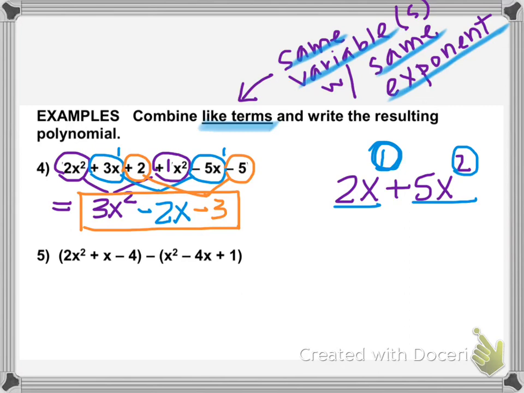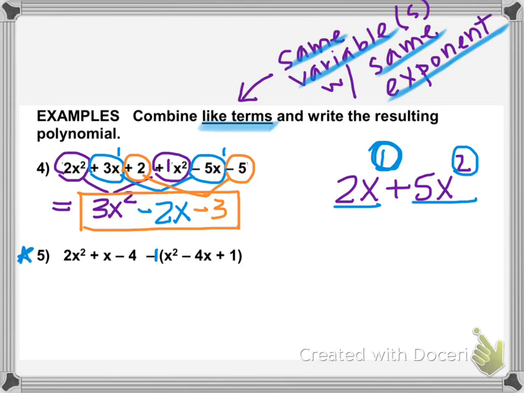Now, example 5, let's look at the parentheses and see if they're necessary. In front of the first set of parentheses, there is no number that I need to multiply by, so I'm going to just get rid of that first set of parentheses. But in the second set of parentheses, I want you to notice that there is a negative in front. This is very, very important. I want you to put a star next to this example.